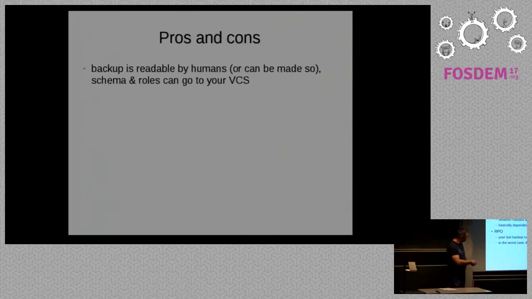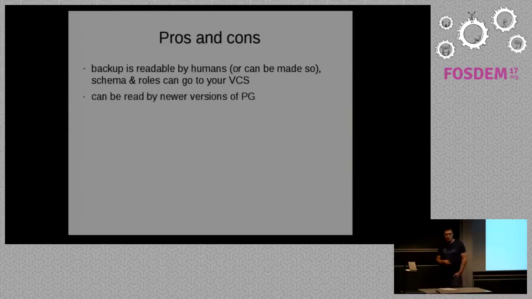Mind you, disaster strikes, right? Pros and cons. It's readable by humans. You can, like pg_dumpall, dump your schemas and roles on a regular basis and just put them into Subversion or Git or whatever, so that you have it documented, right?